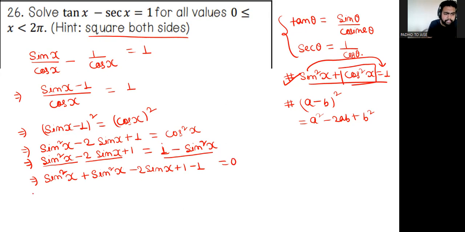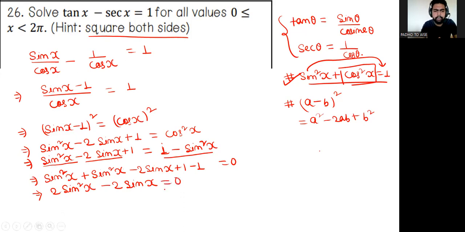Done. After that, I'm going to add. So sine square x and sine square x, just as x square plus x square makes 2x square, in the same manner makes 2 sine square x. And after that, you write negative 2 sine x. If you see carefully, plus 1 and minus 1 bring 0, so you would write plus 0 there. I'm not writing plus 0 because that doesn't make any sense. So I'm just writing equal to 0, right?